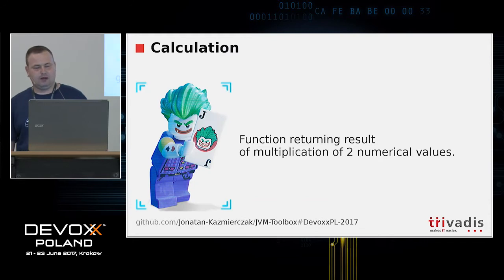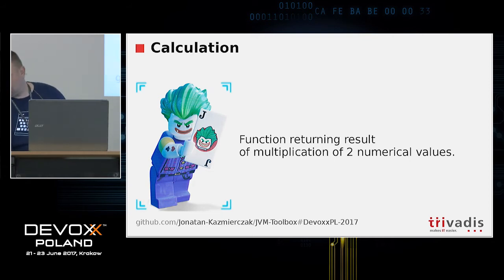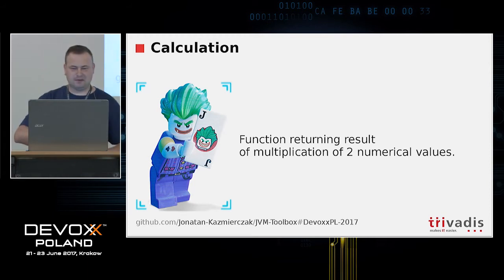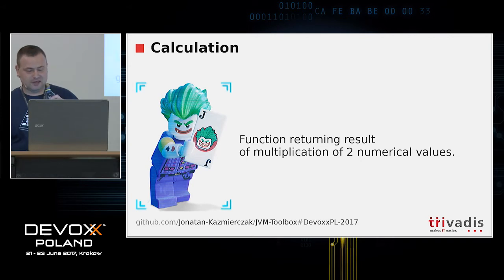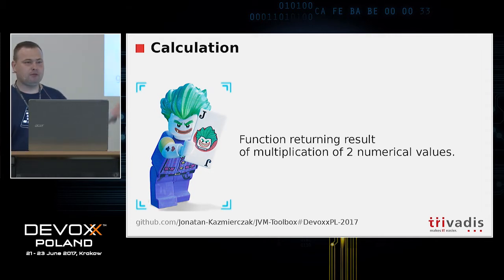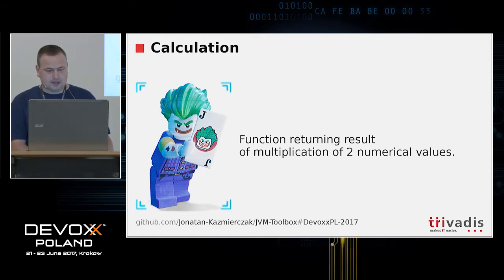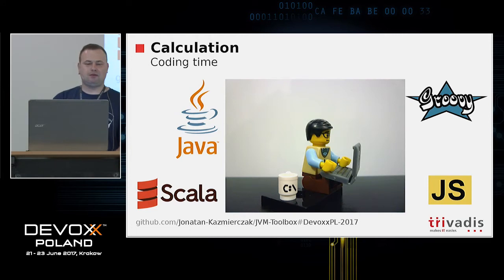First task. We need a function returning the result of multiplication of 2 numerical values. Sounds very simple, but let's think for a moment. What does it mean? What can be surprises or tricks here? First of all, we can expect any numbers, right? Small, big, everything. Also integral, decimal, totally everything. Keeping that in mind, we can start our coding.